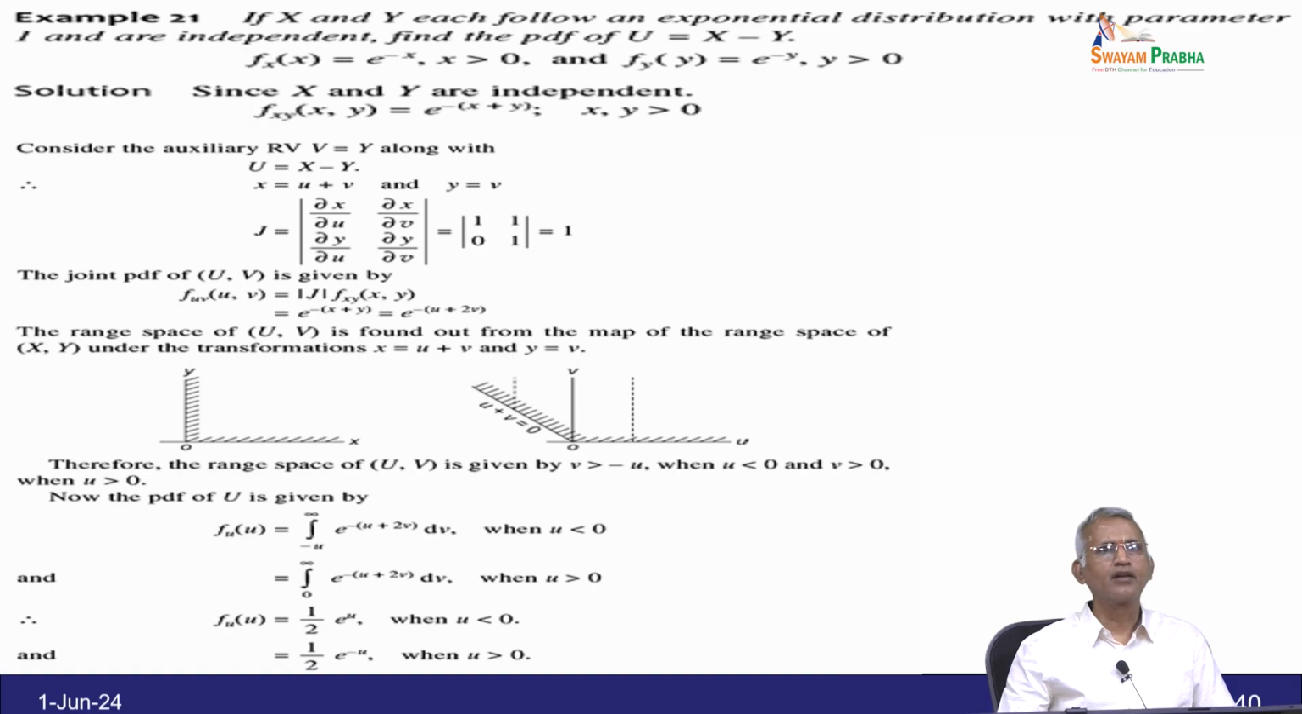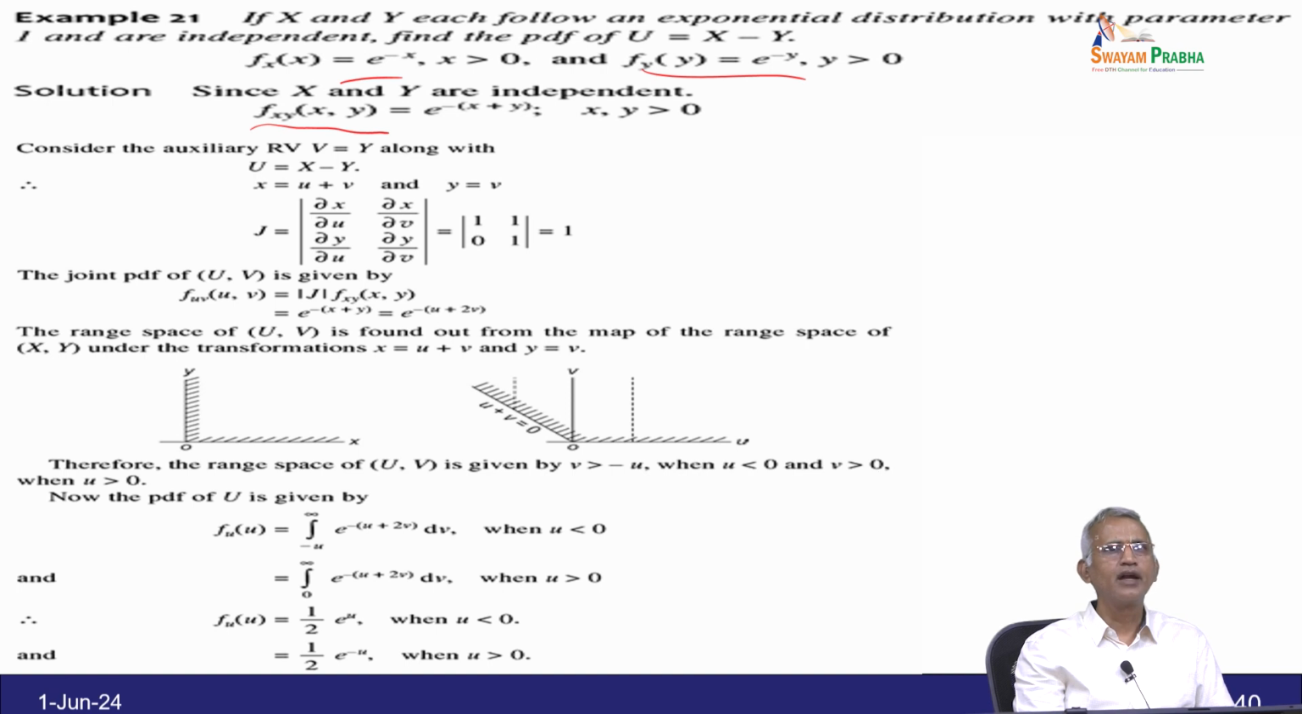Next, if X and Y are exponential distributions with parameter 1 and are independent, find the PDF of U equal to X minus Y. So, f of X is e power minus x and f of Y is e power minus y. We know that X and Y are independent. Therefore, simply f of x comma y is f of X of x into f of Y of y, which is e power minus x into e power minus y, that is e power minus of (x plus y). And I hope you know the previous problem.